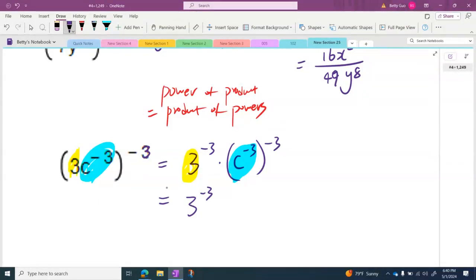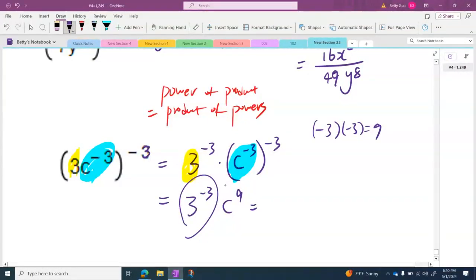And then we have 3 to the power of -3, and then use the power rule. Remember, we use the power rule to simplify a kangaroo structure, right? You have a baby kangaroo inside a mother kangaroo. So you have one base and two exponents. You keep the base c and multiply the two exponents. -3 times -3 is a positive 9.